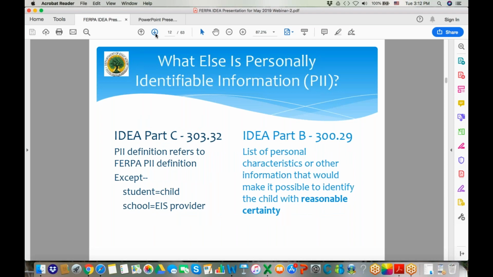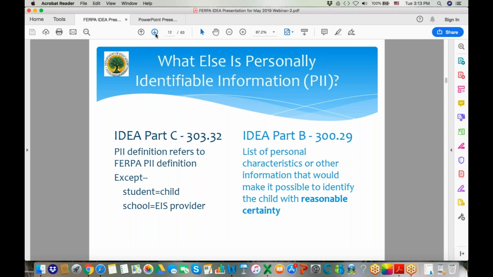So the good news is the definition of personally identifiable information, or PII, is really the same across the three programs. IDEA Part C has some translation provisions where the term child is substituted for the term student, and where the term school is used, it's early intervention service provider. With Part B, while the language seems slightly different, the reasonable certainty language, the Captain Hook example, if you will, as Frank mentioned, is really the same idea under Part B. So there really isn't a substantive difference.